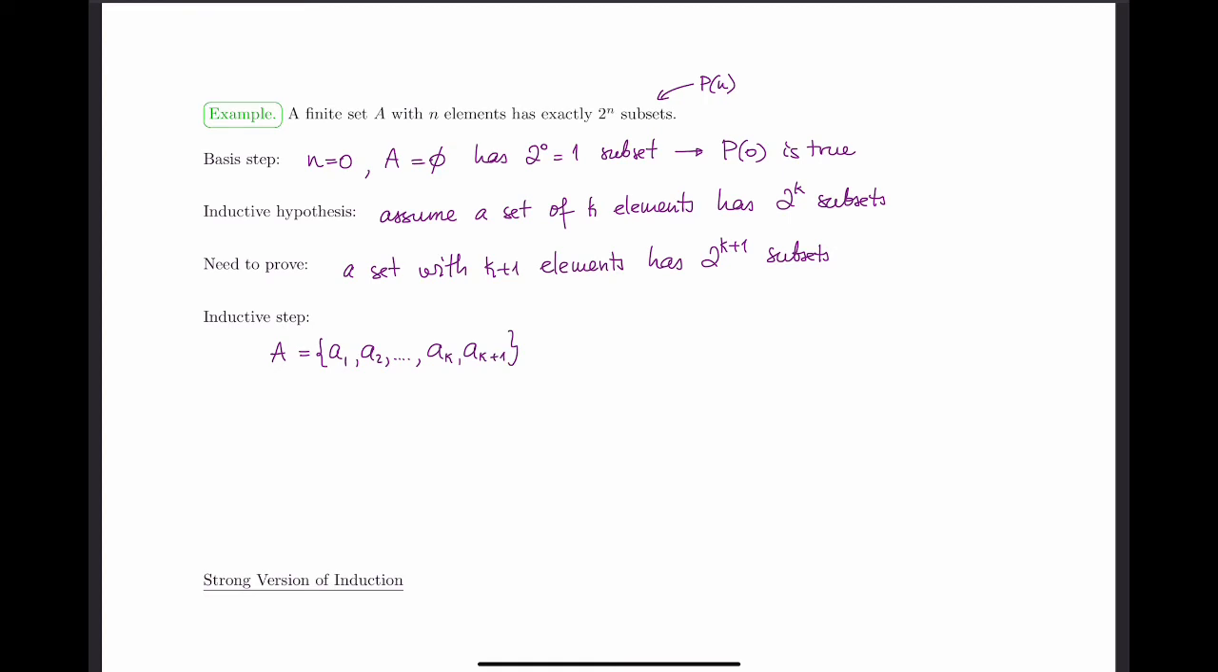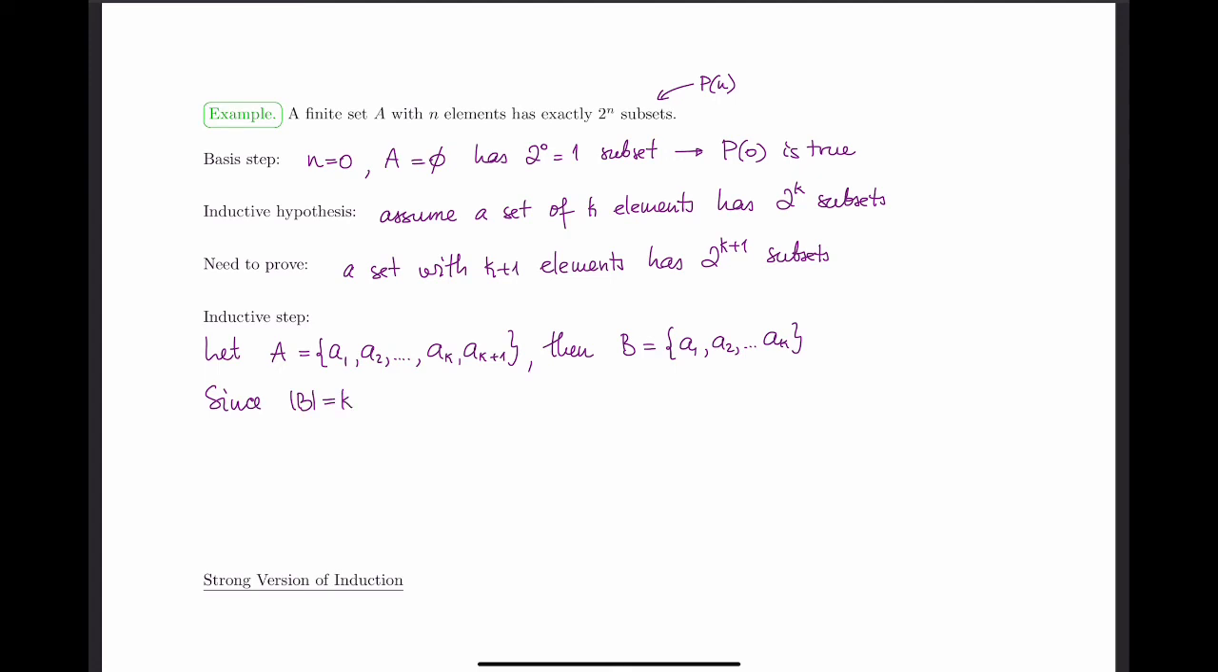This is a set with k plus 1 elements. I hope we can agree. I've actually listed them, right? What I'm going to do now, because I have to apply an inductive hypothesis, I need to find a set of k elements. So if this is my A, then I'm going to consider set B that has the elements A1, A2, all the way up to AK. Now, the size of set B is k elements, which means I can apply the inductive hypothesis to it.